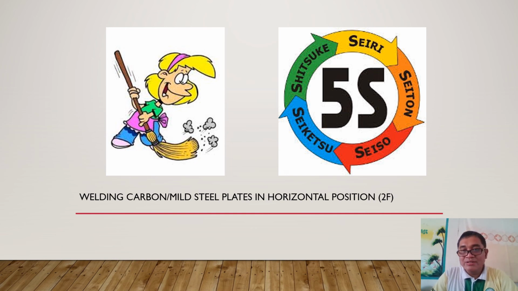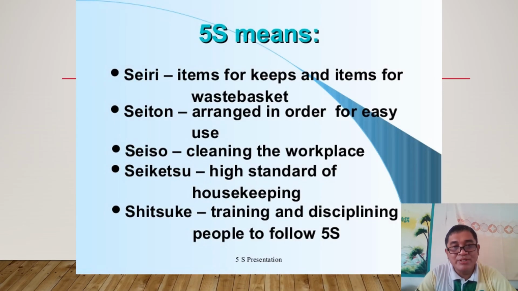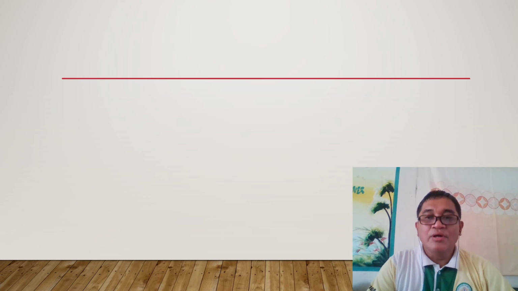And don't forget to apply the 5S: Seiri, Seiton, Seiso, Seiketsu, and Shitsuke. Remember, 5S. Seiri means items for keeps and items for the waste basket. Second is Seiton, arranging in order for easy use. The third one is Seiso, general cleaning, or cleaning the workplace thoroughly. The fourth one is Seiketsu, the high standard of housekeeping that you're going to maintain. And then you have Shitsuke, the training and disciplining of people to follow the 5S, or self-discipline. Don't forget that.